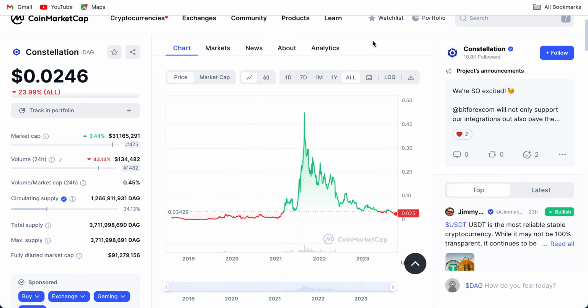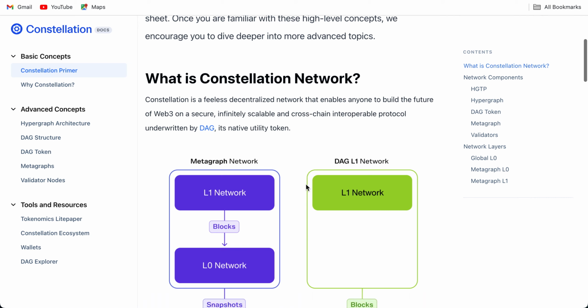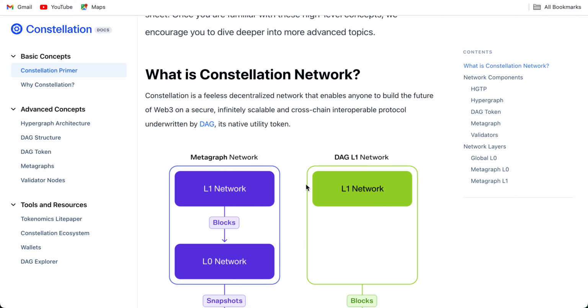So let us begin. What is Constellation Network? Basically, is Constellation Network redefining how we perceive data? As they say, data is the new oil. So is it transforming how we perceive it? Let us find out. What is Constellation Network?